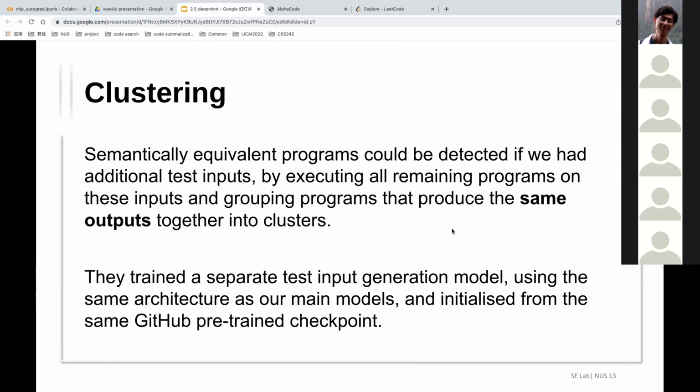Yes, and if they have the same output, where do the test cases come from? They trained a separate test input generation model using the same architecture as their main model. Sorry, so you mean they are training to generate the test cases? Yes, they also generate some test cases. And how do they generate the test cases? They didn't talk much about it.